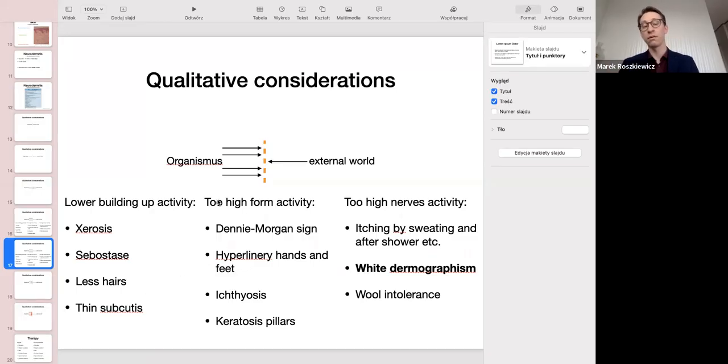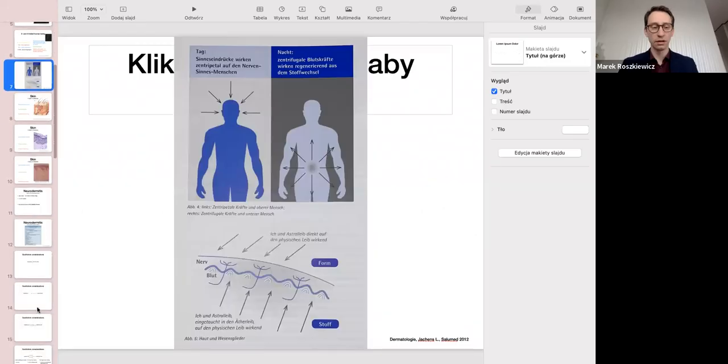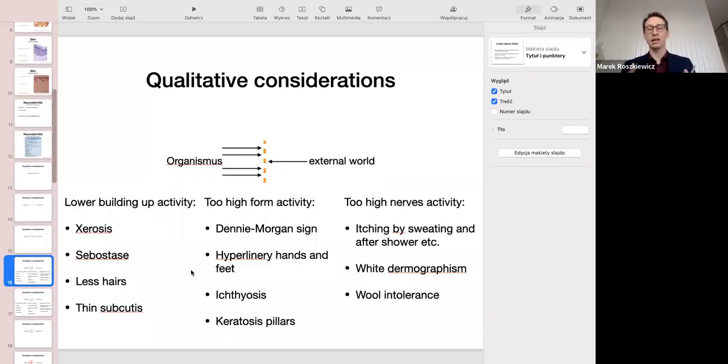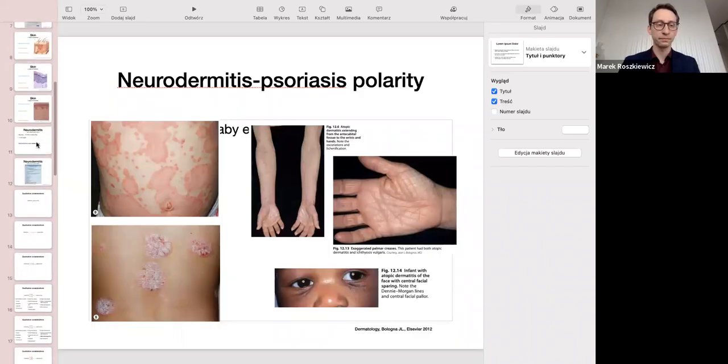When we would like to see this form activity, which I mentioned here on this picture, we can see that some new forms are being seen on the skin. For example, the so-called Dennie-Morgan sign, which is a line being created here under the eyes. And I think afterwards we have some pictures. Yeah, we can see it here. This is this Dennie-Morgan sign. So it is an extra form on the normal skin.